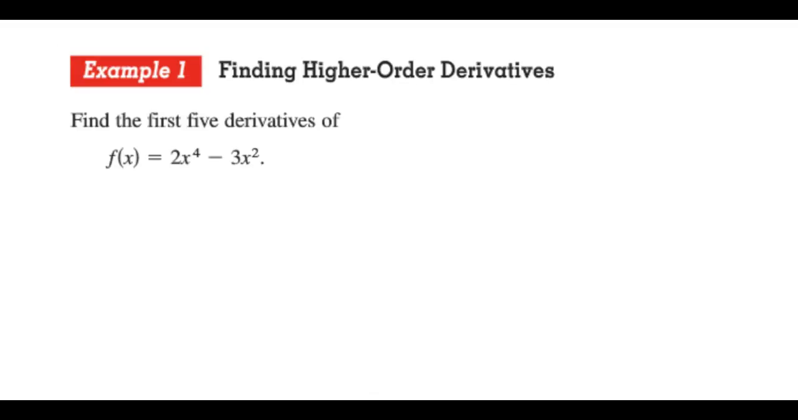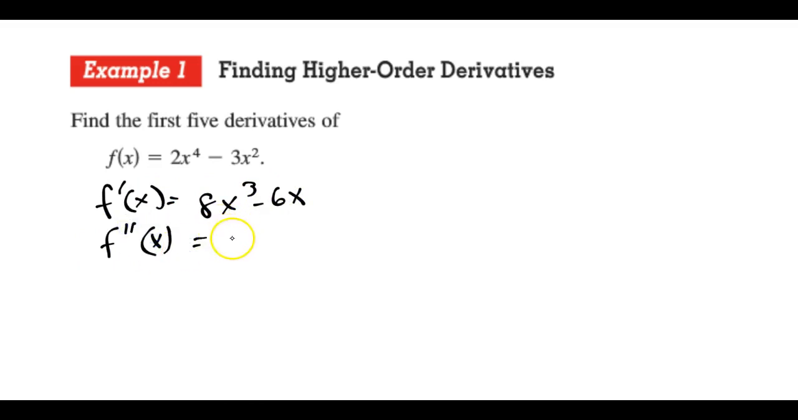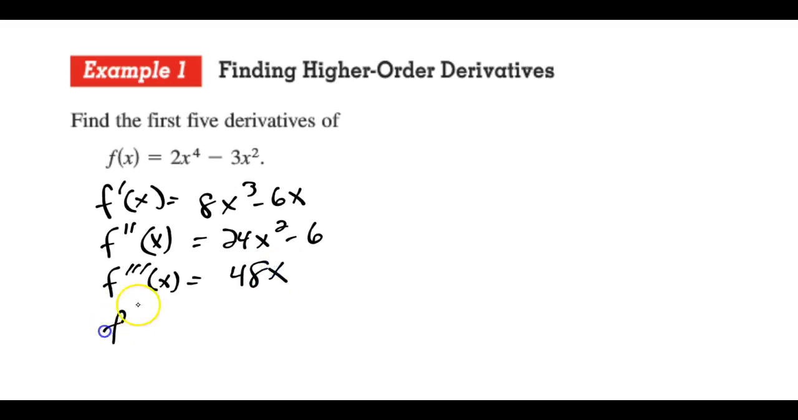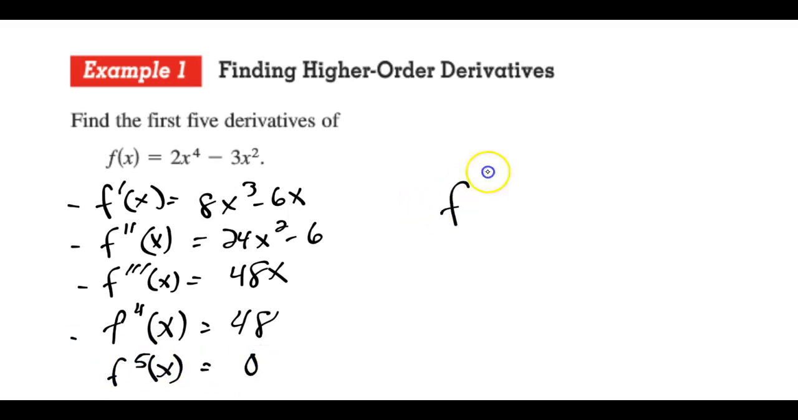So, fairly simple. All we're going to do is take the derivative, in this case of 8x cubed minus 6x, and then take the derivative of that. So the derivative of 8x cubed is 24x squared. The derivative of that is 48x. The derivative of that is 48. And the derivative of that, let's see, there's the first, second, third, fourth, and then the derivative of that would just be 0. By the way, if they ask for the sixth derivative, it would also be 0 because the derivative of 0 is 0, and so on and so forth.